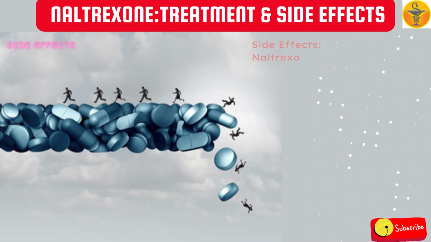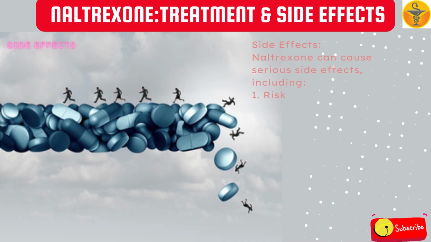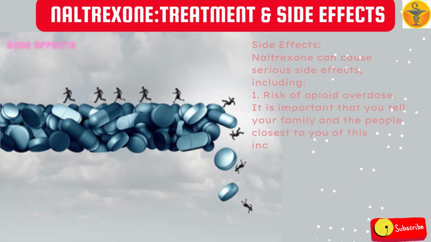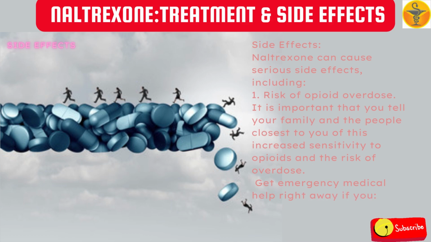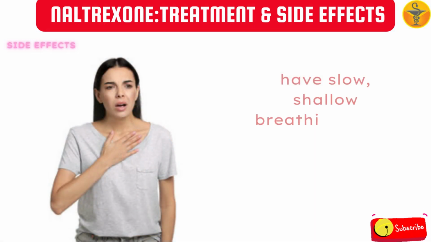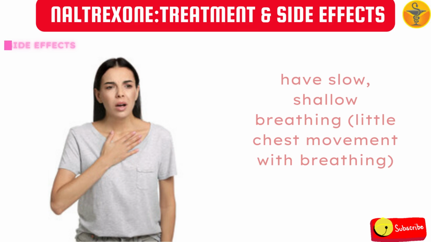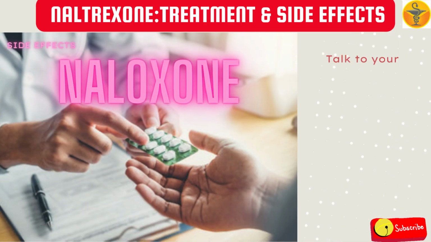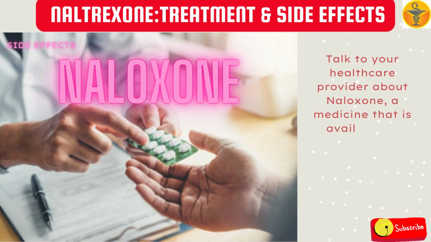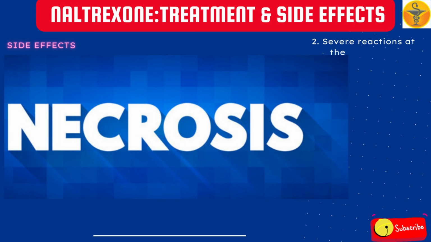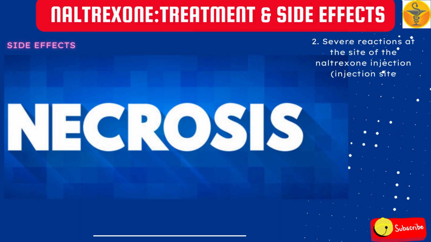Side effects. Naltrexone can cause serious side effects, including: 1. Risk of opioid overdose. It is important that you tell your family and the people closest to you of this increased sensitivity to opioids and the risk of overdose. Get emergency medical help right away if you have trouble breathing, become very drowsy with slowed breathing, have slow, shallow breathing, little chest movement with breathing, feel faint, very dizzy, confused, or have unusual symptoms. Talk to your healthcare provider about naloxone, a medicine that is available to patients for the emergency treatment of an opioid overdose.